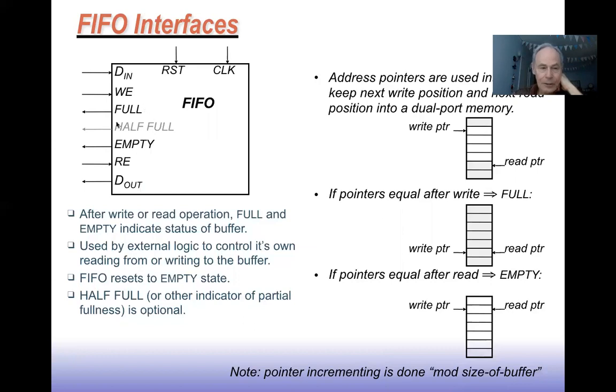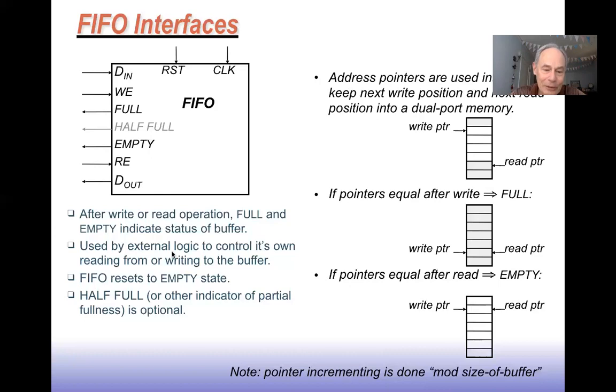There's also typically some control signals that come out that tell the status of the FIFO. So after a read or write operation, the full and the empty signals indicate the status, the internal state. This full signal says if we do a write and the full signal then is asserted, that means that we've filled up the FIFO. And if we do a read and the empty signal is asserted, that means we've emptied the FIFO. There's no more data in it.